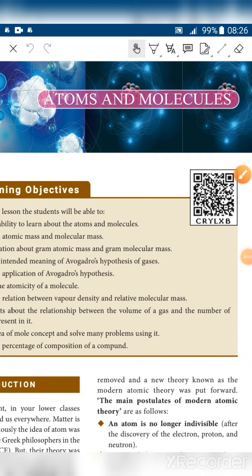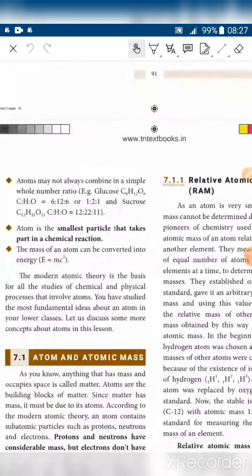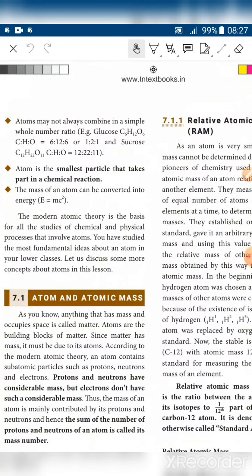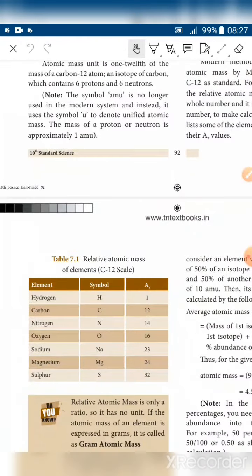Dear students, today we are revising atoms and molecules. In the chapter Atoms and Molecules, first we revised the main postulates of modern atomic theory. Then atom and atomic mass, how to calculate relative atomic mass based on the carbon-12 scale. Then some examples of relative atomic mass of elements based on the carbon-12 scale.